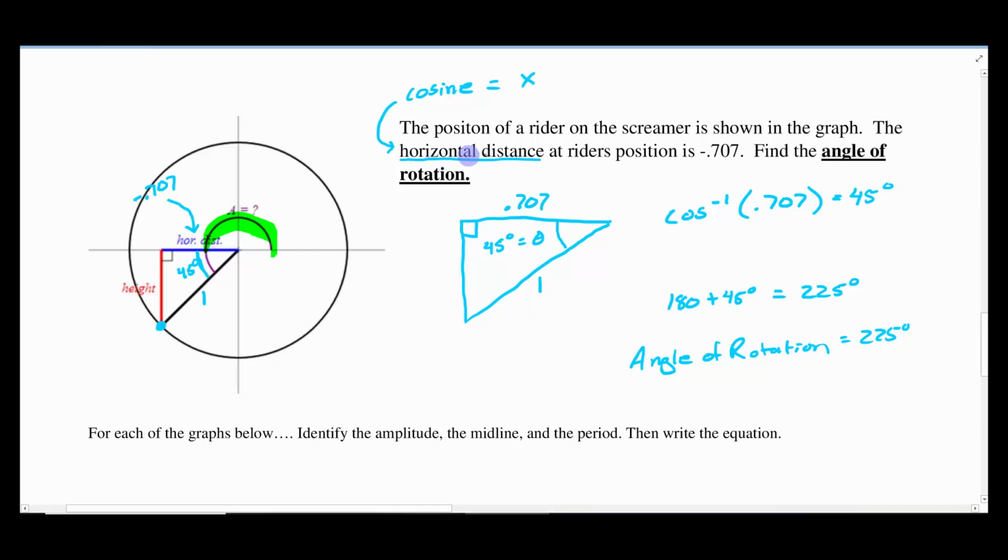Again, make sure you pay attention to the wording in the problem. Think about what information they give you. Another way that we could have done this too is we could have gone to our unit circle.